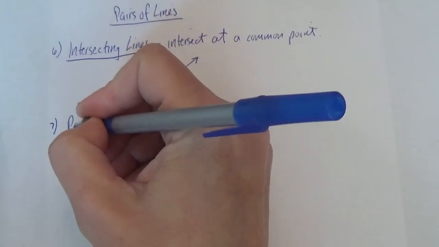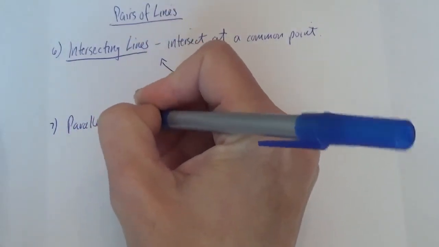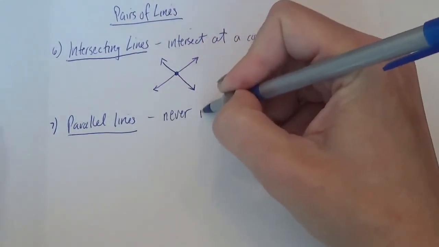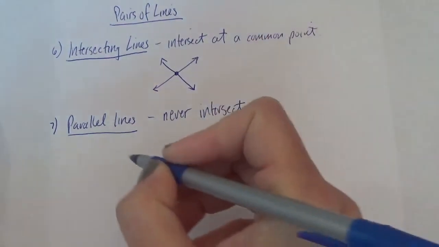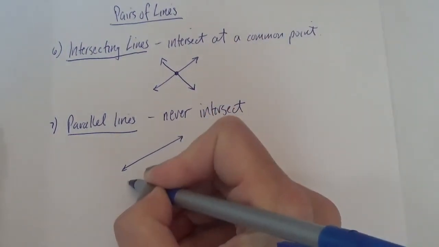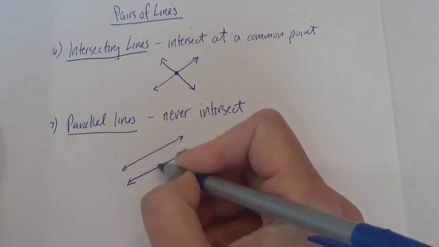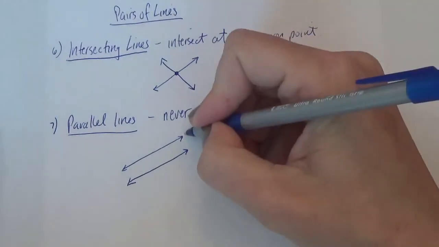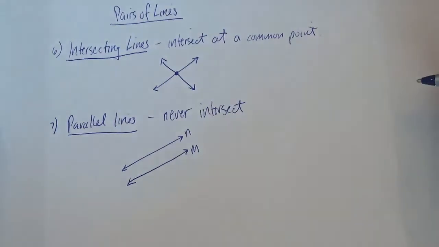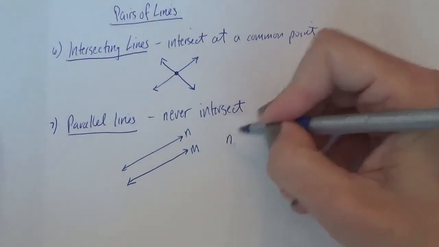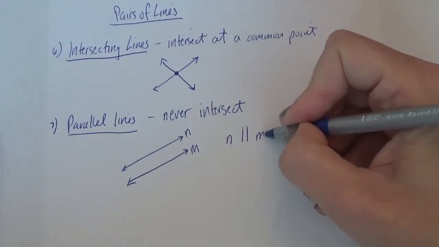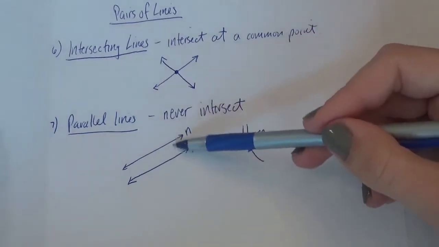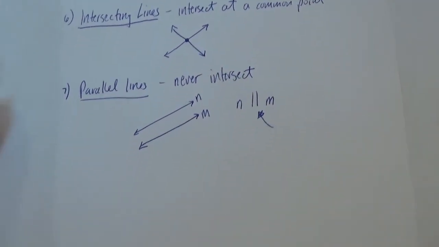Then we have parallel lines, which I think you've talked about before. And these are lines that never intersect. So do the best you can here. It's kind of like railroad tracks, right? These two lines, even though they extend forever, will never intersect. Now, if I labeled this N and this line M, the symbol for this is that N is parallel to M. So that's a new symbol. You're going to see that on the practice sheet. But two lines that are parallel will never cross.